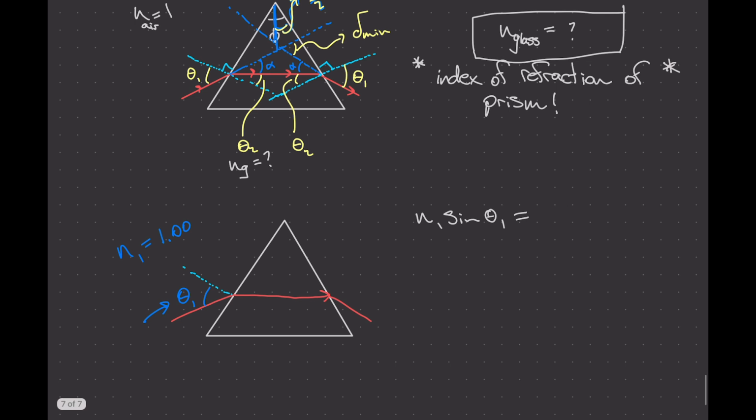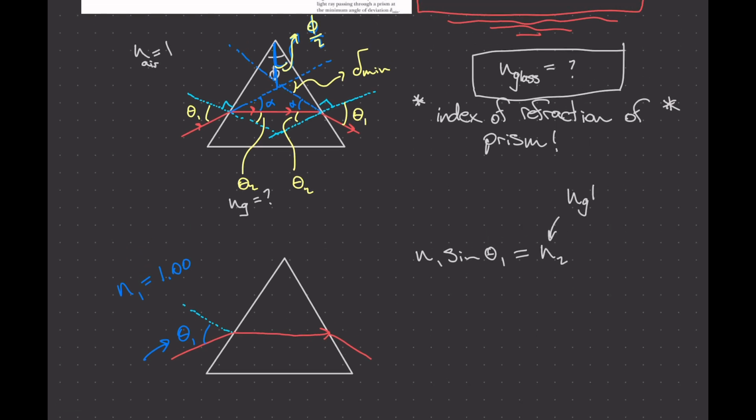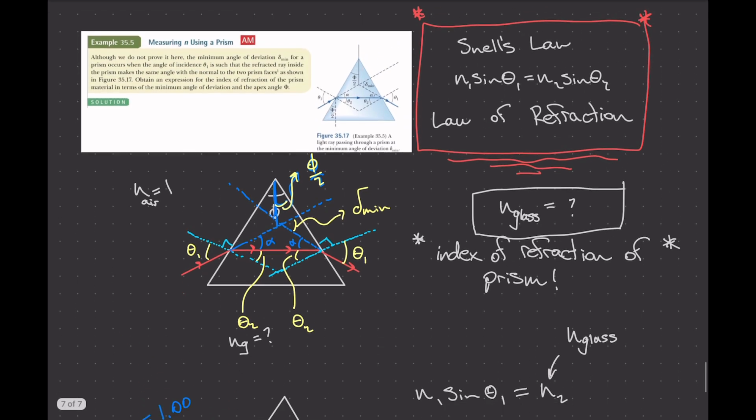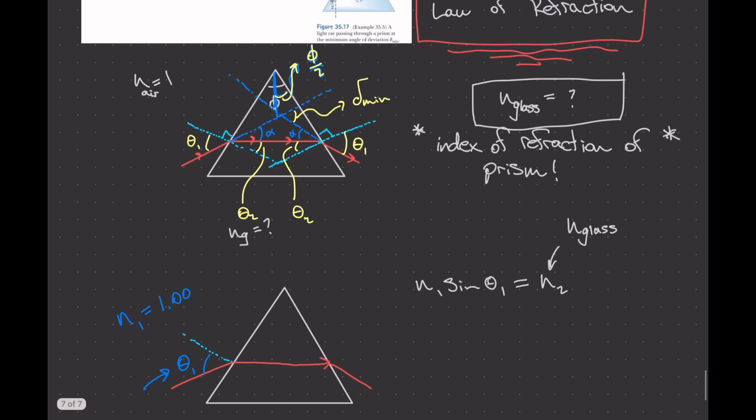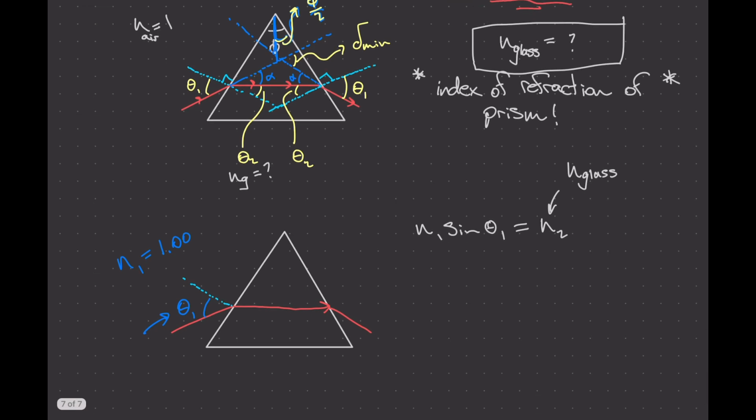The second part of Snell's law is N2, and N2 in this case is actually N glass, right? That is straight up the definition of Snell's law. It is n1 sine theta 1, so index of refraction of the first medium, which is air, sine of theta 1, and theta 1 is the angle at which the light ray makes as it contacts the intersection of the two mediums, n1 and n2, in this case the prism. So that angle to the normal is theta 1 over here.